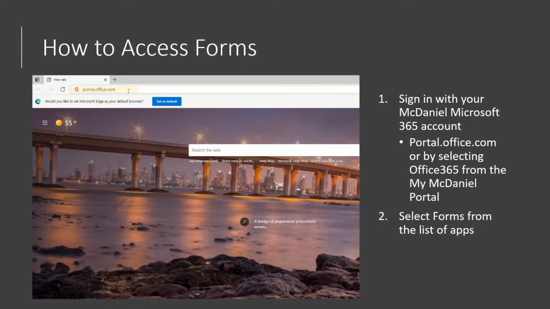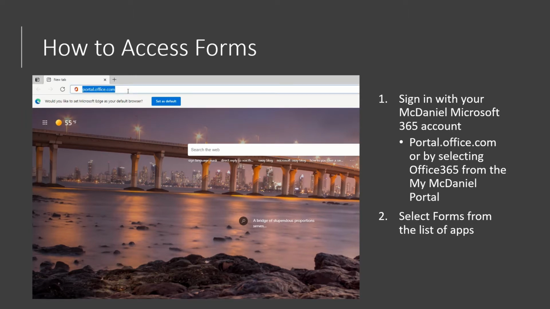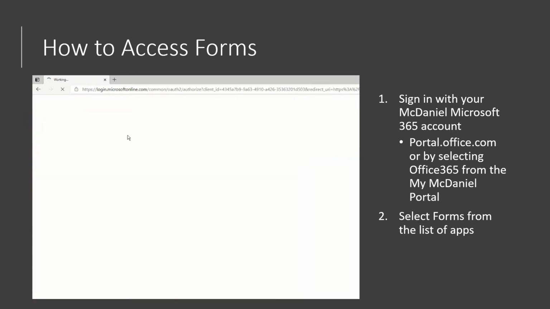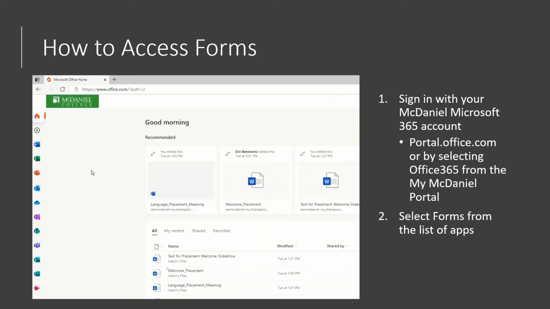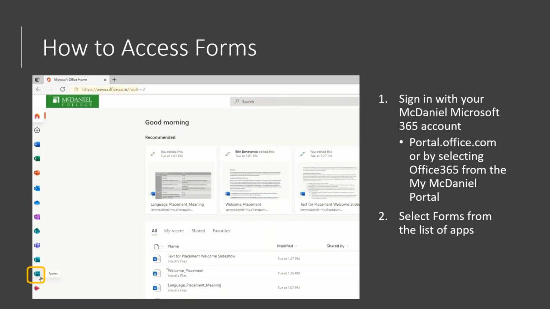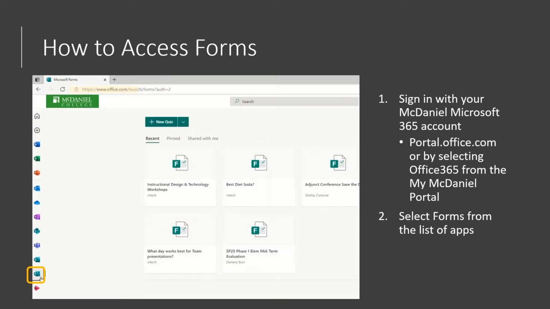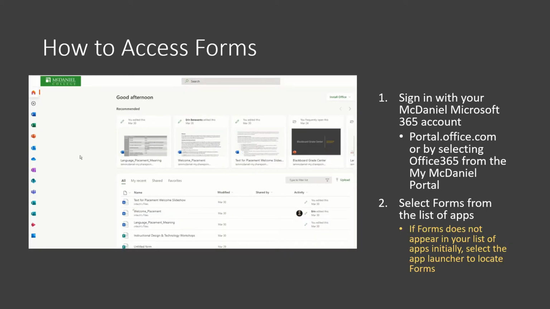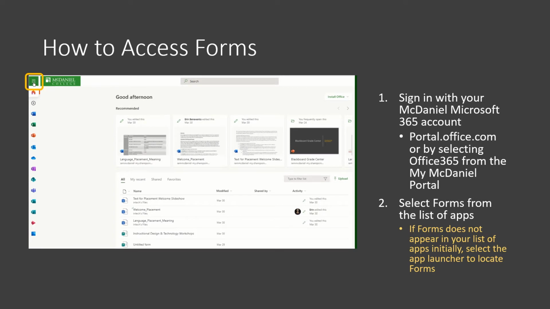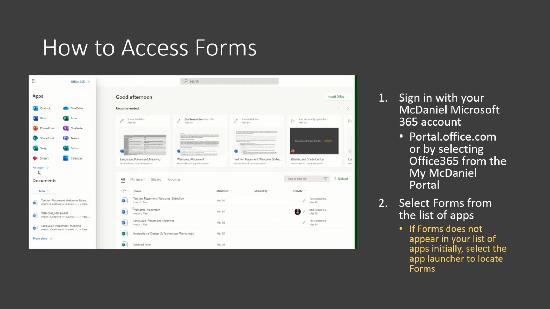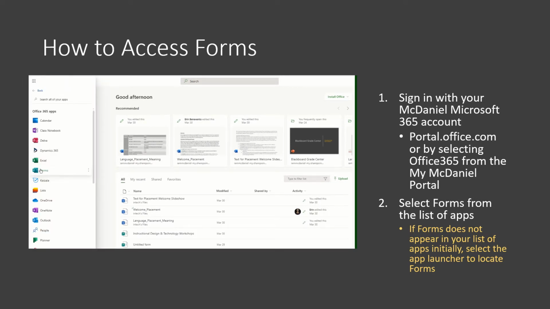To access the Forms app, open your Microsoft 365 homepage by typing portal.office.com in any web browser. If prompted, log in with your McDaniel email and password. The Forms app should appear in the left pane. If Forms does not appear in your list of apps, select the App Launcher icon in the upper left corner of the window, then choose All Apps to locate the Forms application.